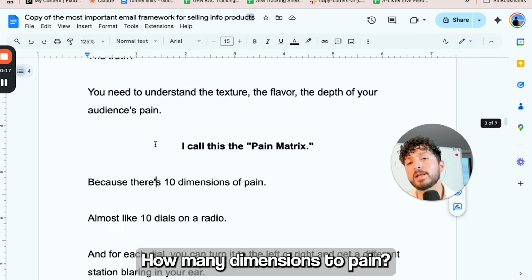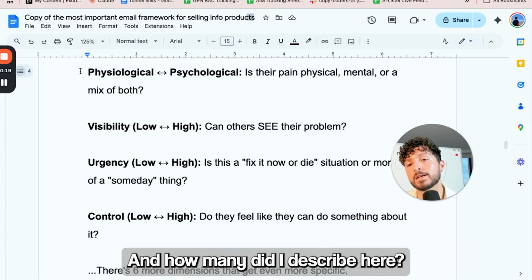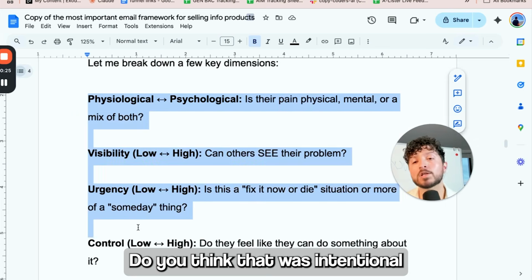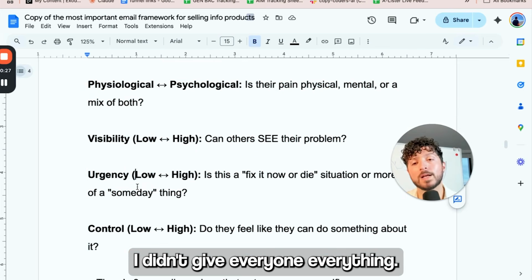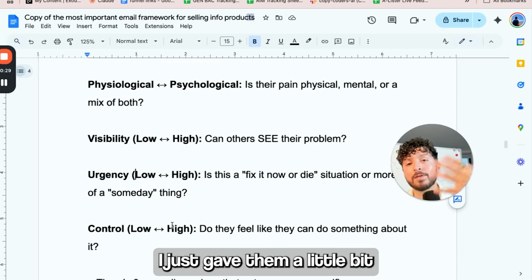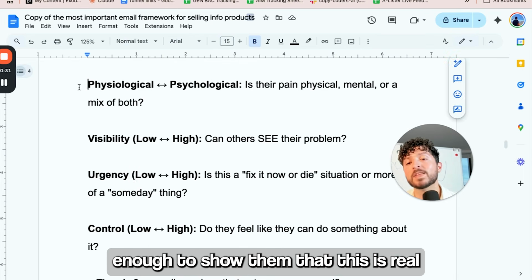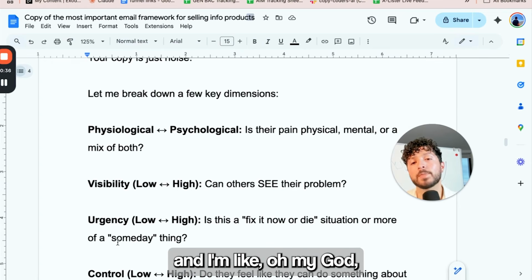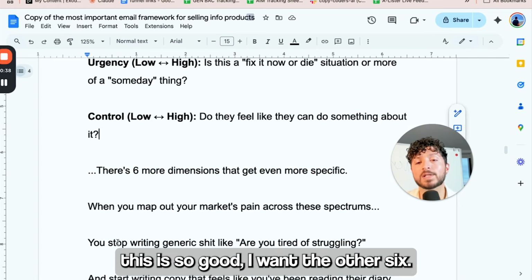And guess what? How many dimensions to pain? 10. And how many did I describe here? 4. Interesting. Do you think that was intentional or unintentional? No, it was very, very intentional. I didn't give everyone everything. I just gave them a little bit, enough to show them that this is real and for them to see the value in it. And if there's only 4 and I'm like, oh my God, this is so good, I want the other 6. Okay?